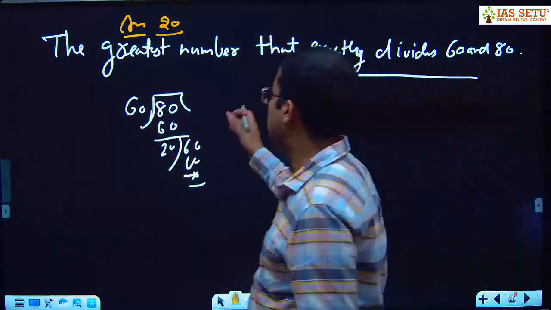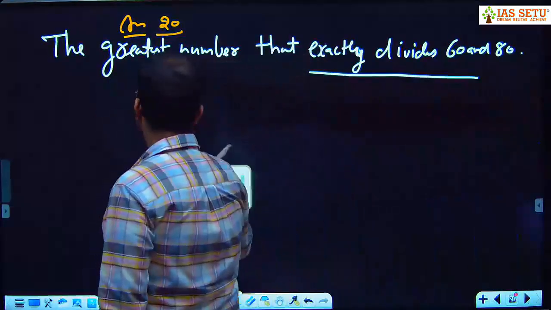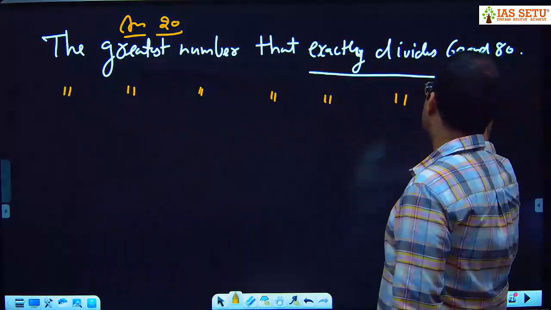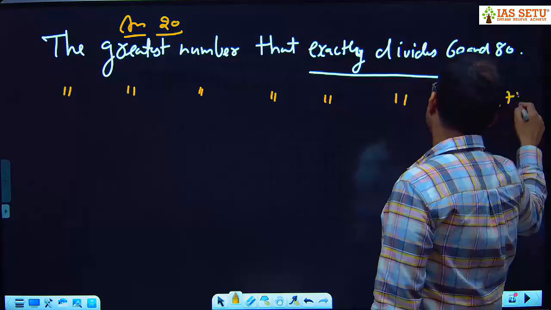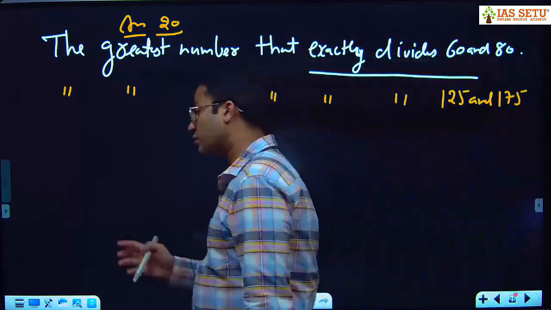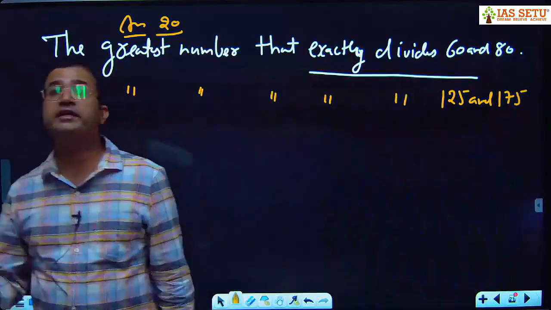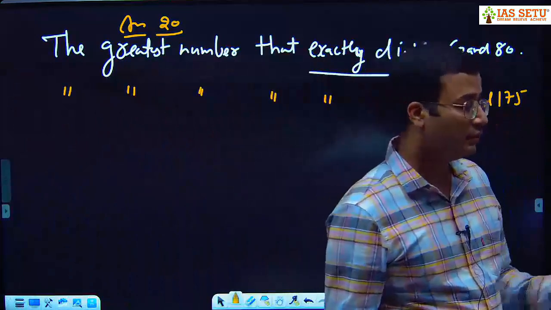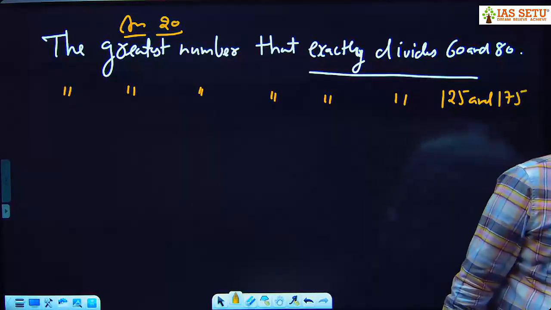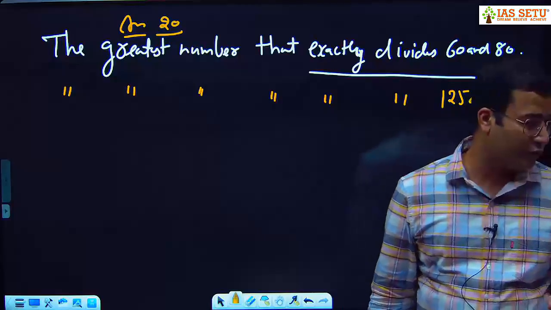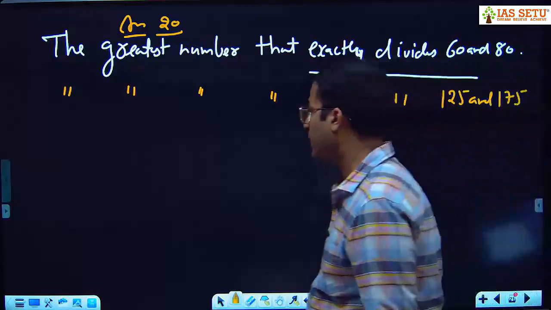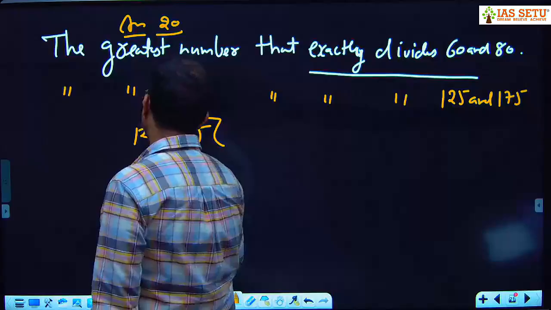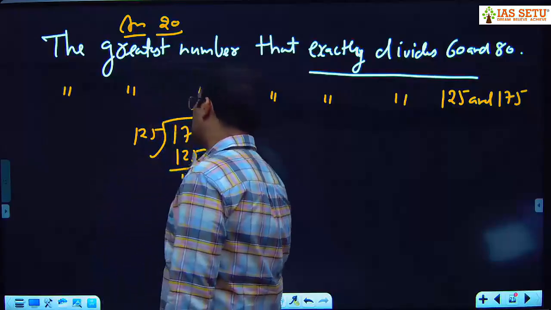Let us try some extra questions. The greatest number that exactly divides 125 and 175. That means the number which divides both 125 and 175. What divides? A factor. So we are looking for a factor and divisor, meaning HCF. So you find what is the HCF for 125 and 175, you get the answer. Okay, 175 divided by 125, so you get 50. Or directly, you know 25 is the answer.